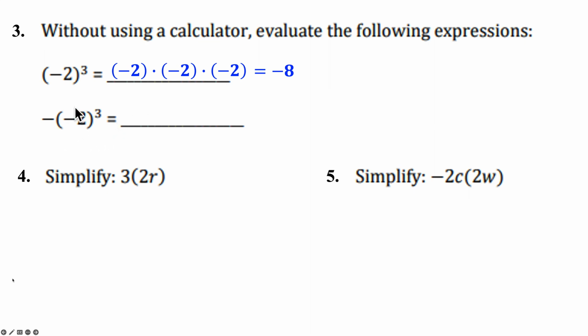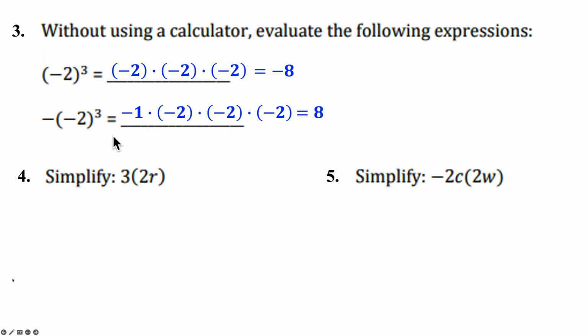Now here, be very careful. Do not say, oh, look, a negative and a negative make a positive. You have to write out the parentheses 3 times. So I have a negative times a negative is a positive, times a positive, it's a positive. So this comes out to be a positive 8.